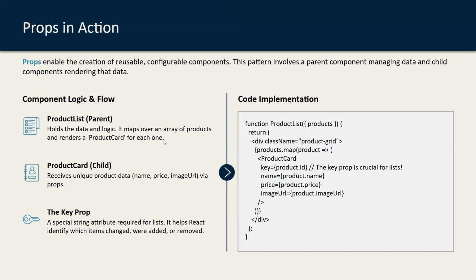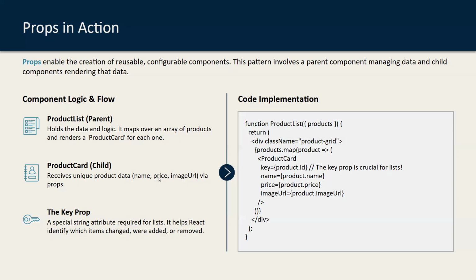So this is one example of the one-way data flow that I explained in the earlier slide. The parent owns the data, and the child just receives that data and displays it. The key prop is really special here. It helps React identify which items have changed, were added, or were removed when rendering a list.